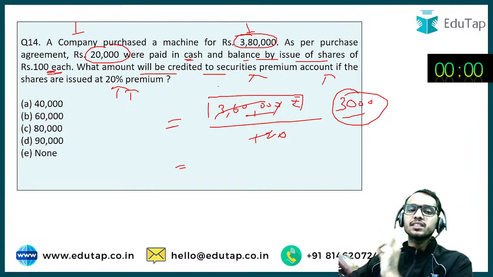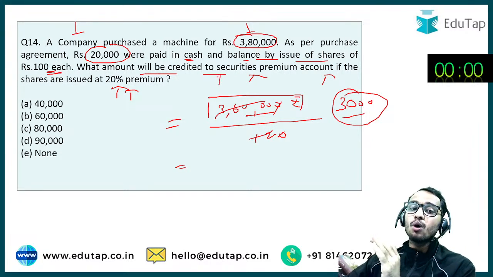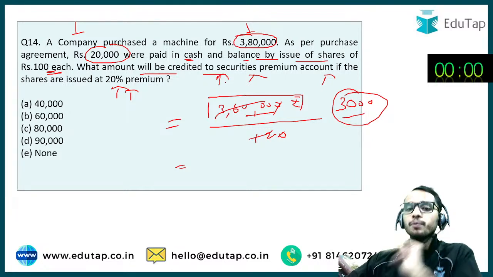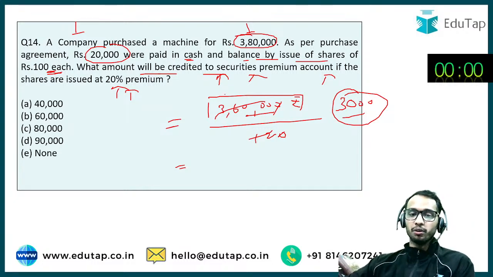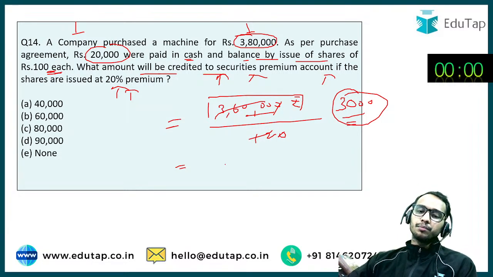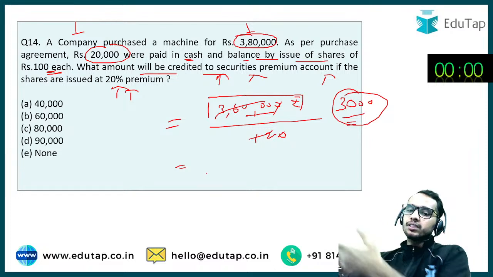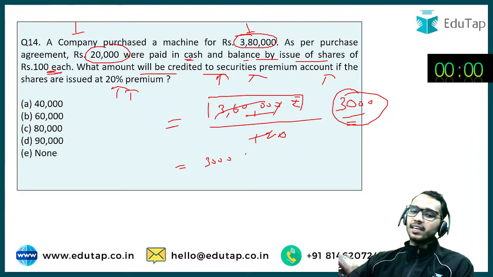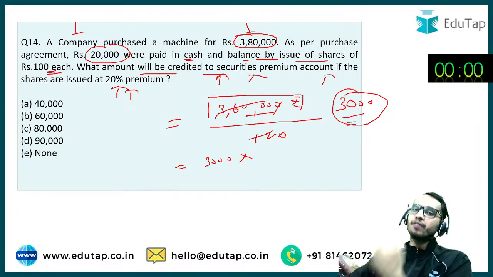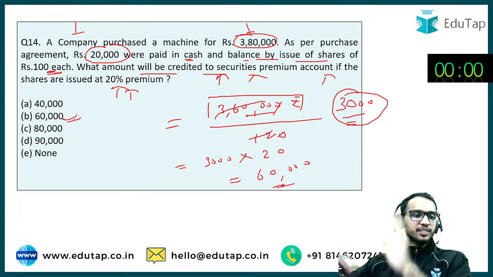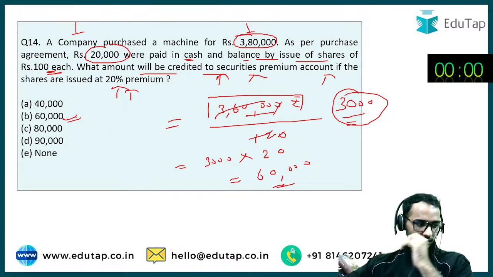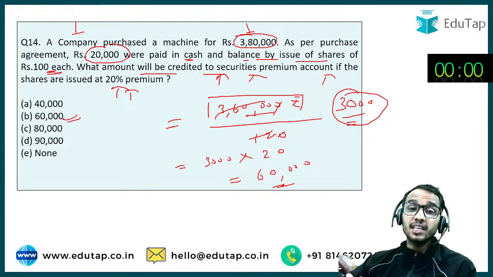And the question is asking what amount will be credited to security premium account. Let's discuss this, then I'll ask you one more question. From this issuance of 3,000 shares, we are issuing at 120, but 20 is the premium amount. So that will be 60,000. So 60,000 will be the premium amount. Let me check the chat section. Every one of you is correct. This was a very easy question, right?